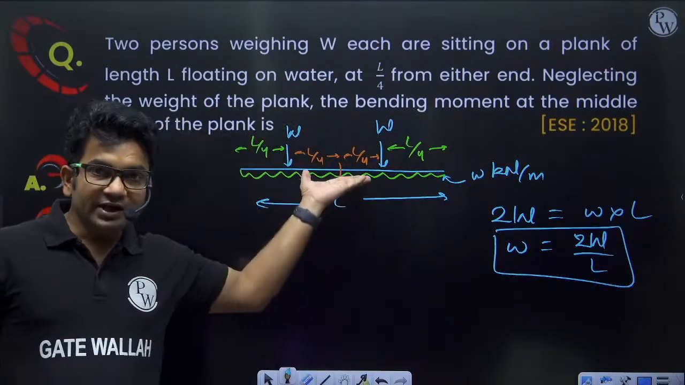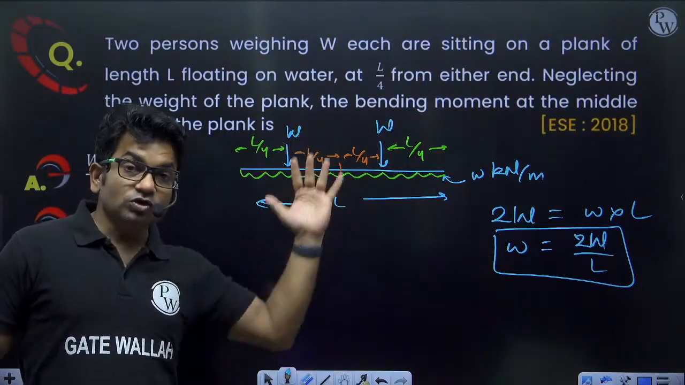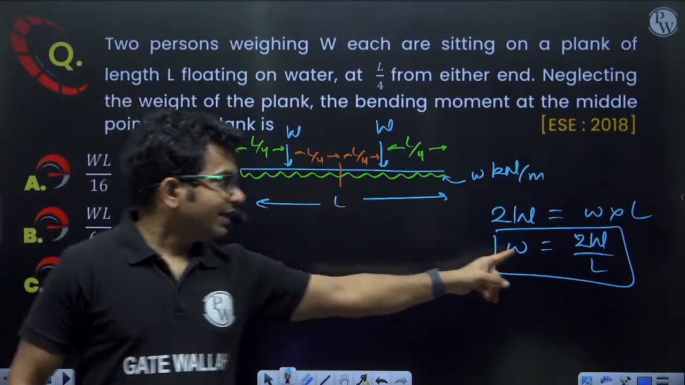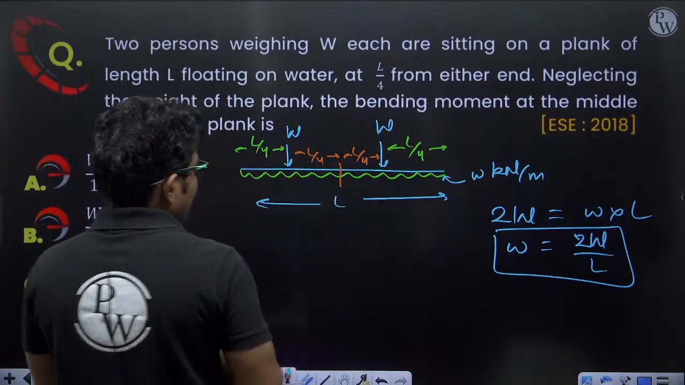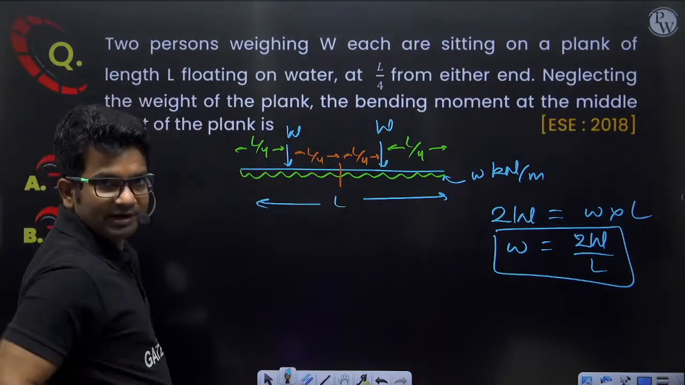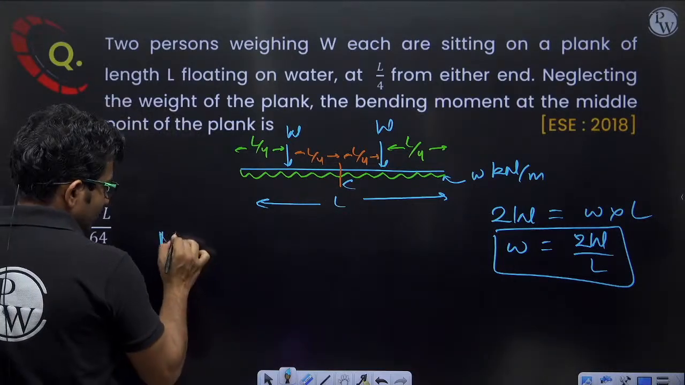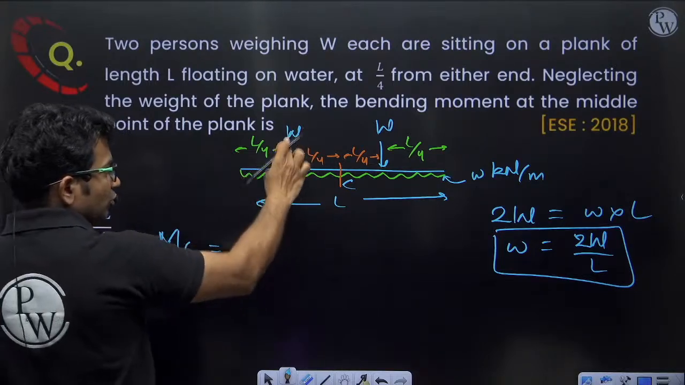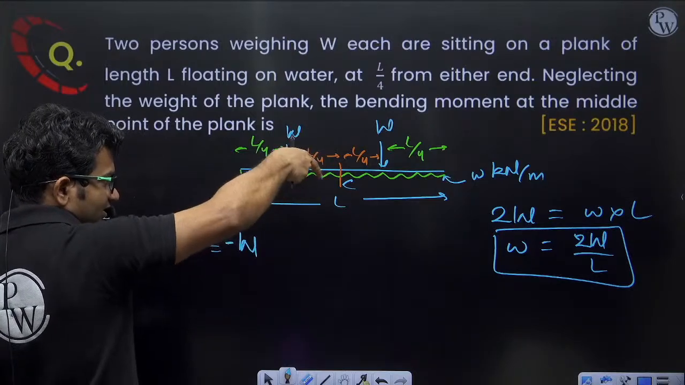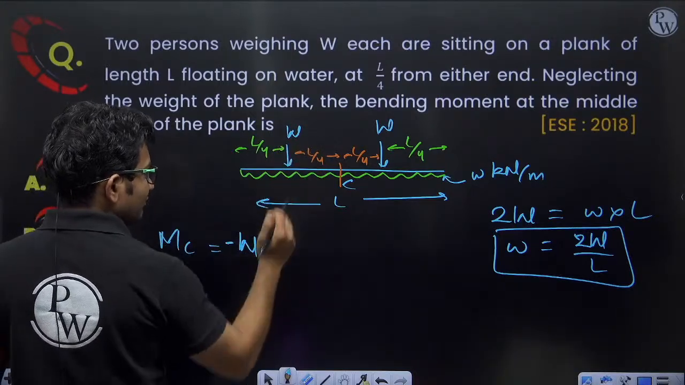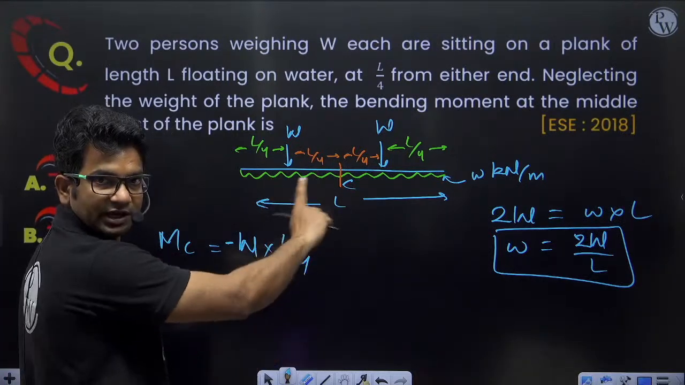So the upward load because of water, because of buoyancy, has intensity 2W by L. This is the intensity by which water is supporting, and we have to calculate the magnitude of bending moment at this location. So the magnitude of bending moment at C, let us say this point is C. Bending moment at C will be equal to, because of this W, I'll be getting minus, because it is giving me hogging bending moment. So minus W into perpendicular distance, which is L by 4.